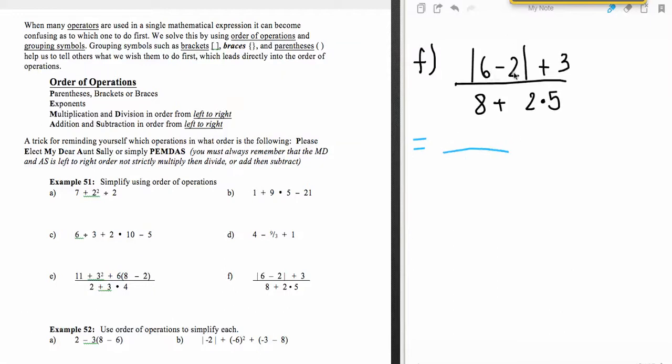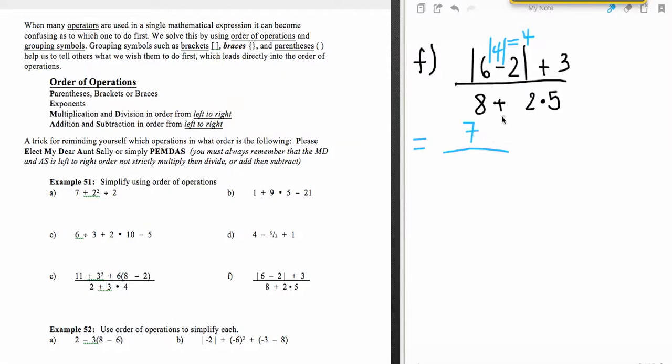So first off we have 6 minus 2, which is 4. But that is the absolute value of that. So I need to see the two steps in this. The absolute value of 4 is 4, and then 4 plus 3, which gives us 7. I do need to see both of those steps, please.